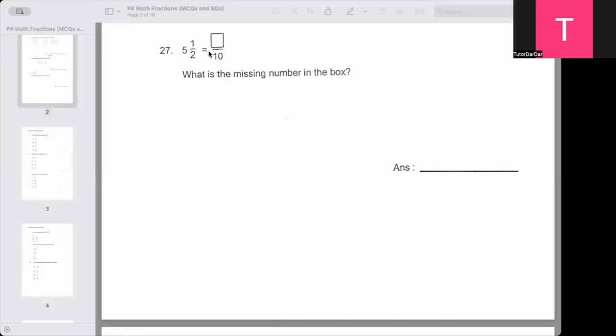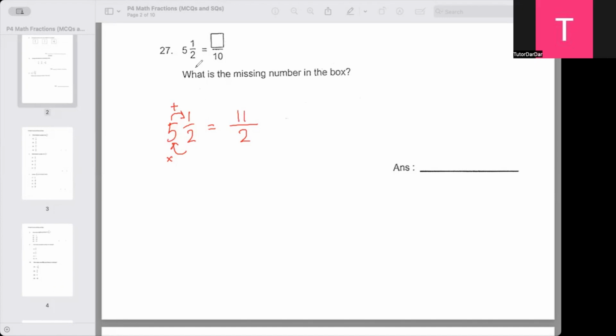Five and a half. And they want to know what this number is. So based on this 5 1/2, which is a mixed number, we have to convert it into an improper fraction. So let's write down: the denominator is 2, multiplied by 5, which is 10. Then 10 plus 1, which is going to be 11.